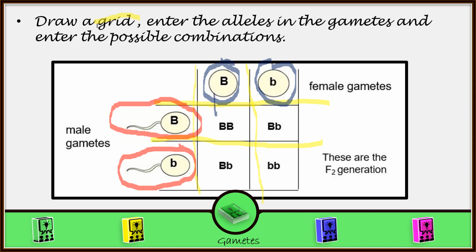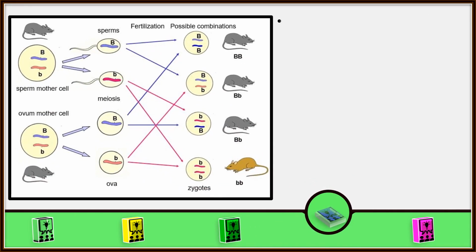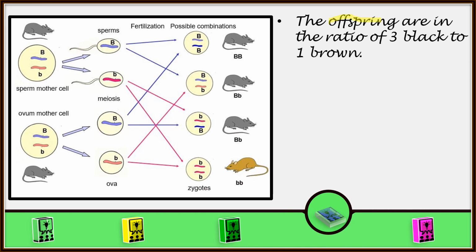This one can go with that one. And then this one can go with this one. Then this one can also go with this one. Then this one can go with that one. So those are the combinations that we are going to form, different offspring of different combinations. The offspring are in the ratio of 3 black to 1 brown.